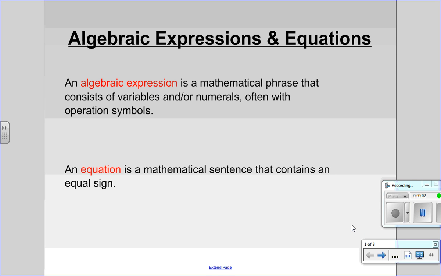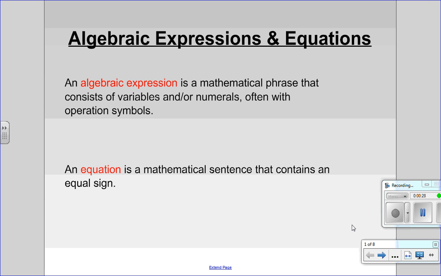An important skill in algebra is knowing how to translate words into algebraic expressions and equations. Before we practice that skill, let's first make a distinction between what an algebraic expression and what an equation is. An algebraic expression is a mathematical phrase that consists of variables and/or numerals, often with operation symbols.